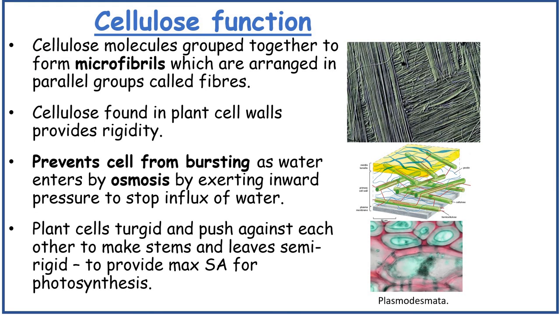Now if you look at cellulose's function, cellulose molecules are grouped together to form microfibrils, which are arranged in parallel groups called fibers. Cellulose is found in plant cell walls and provides rigidity. It prevents the cell from bursting as water enters by osmosis by exerting inward pressure to stop the influx of water. Plant cells become turgid and push against each other to make stems and leaves semi-rigid to provide the maximum surface area for photosynthesis.